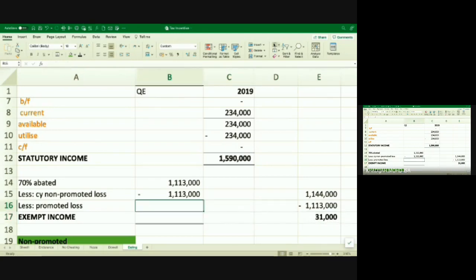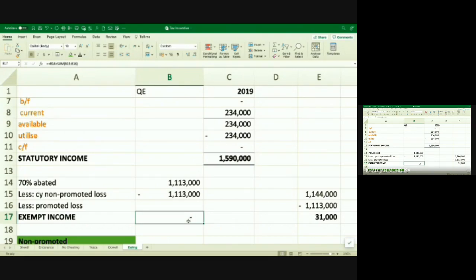You don't have any promoted loss for the year. So in that case, your exempt income is none or nil. Initially, you have 1,113,000, but because you have losses from your non-promoted business, nothing goes into your exempt income.